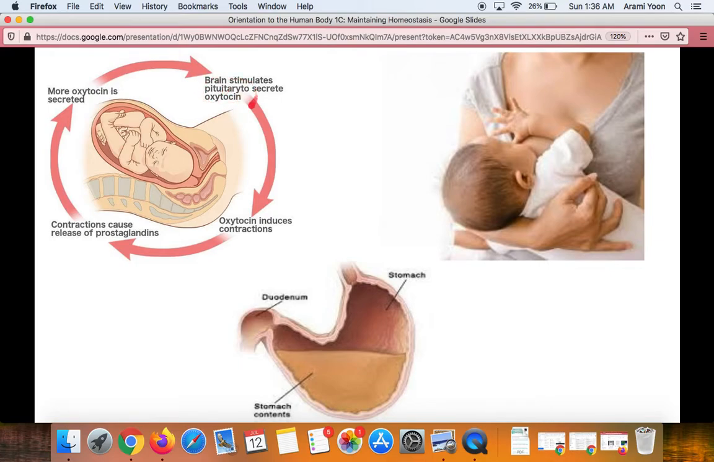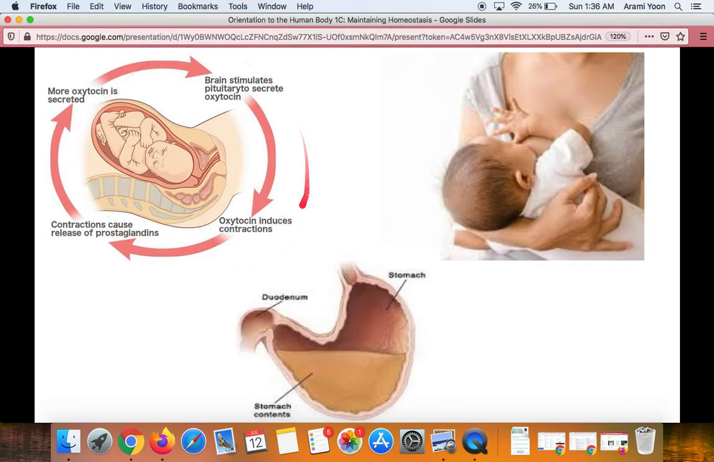But you're going to secrete hormones that will then induce contractions in the uterine muscle. And then that's going to trigger the release of other chemicals that will trigger the release of even more of those hormones, that will then trigger the brain to release even more of those hormones, that will then stimulate even more contractions.